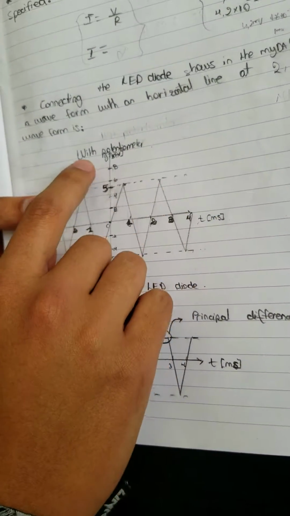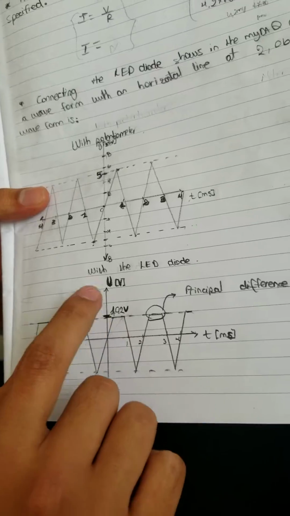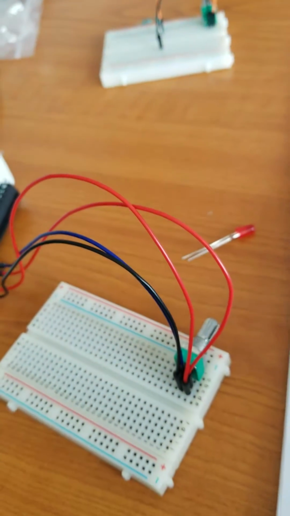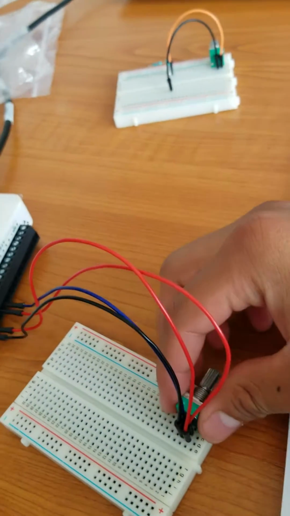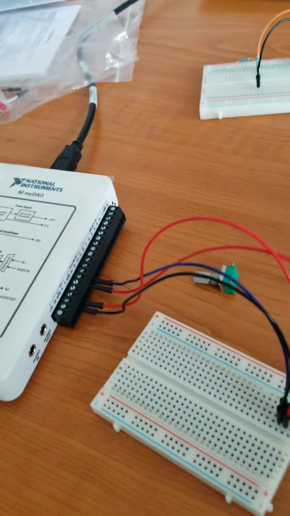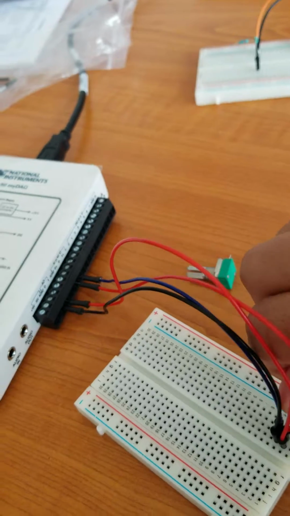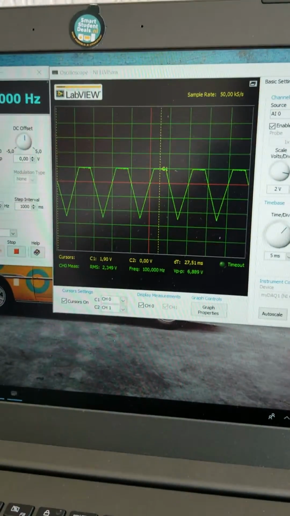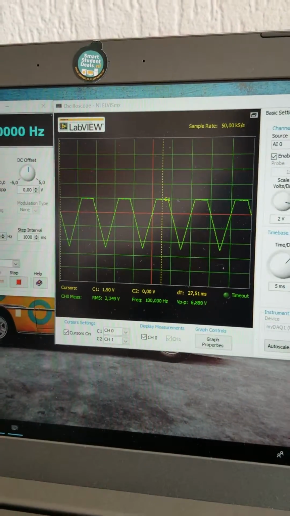So here we have the sketches. The first one with a potentiometer and the second one with a LED diode. In order to see that graph that was just explained, we're going to replace the potentiometer with a LED diode, and we're going to see that indeed the graph obtained in the oscilloscope is the one shown.